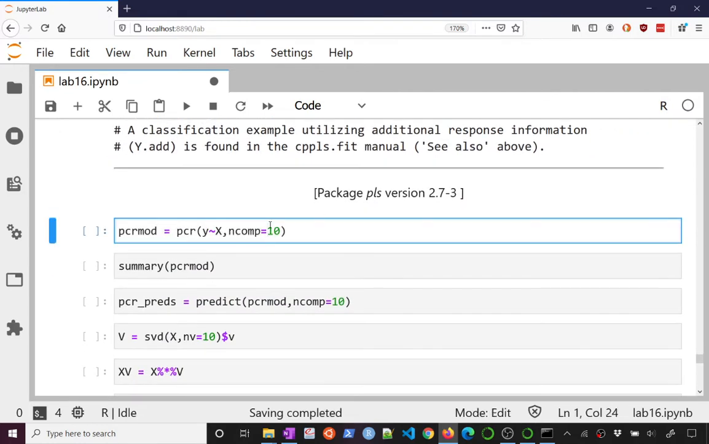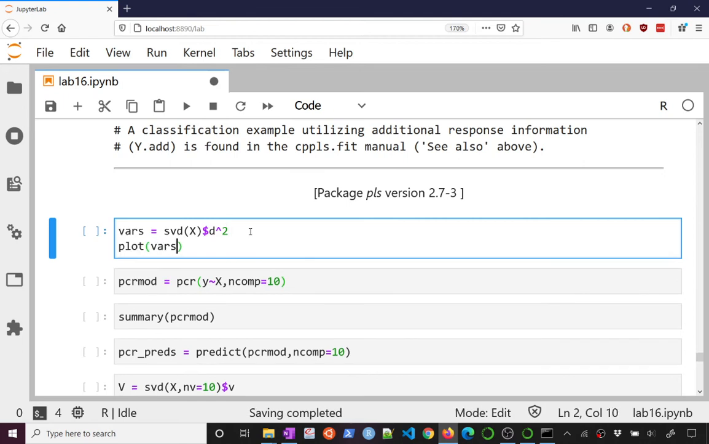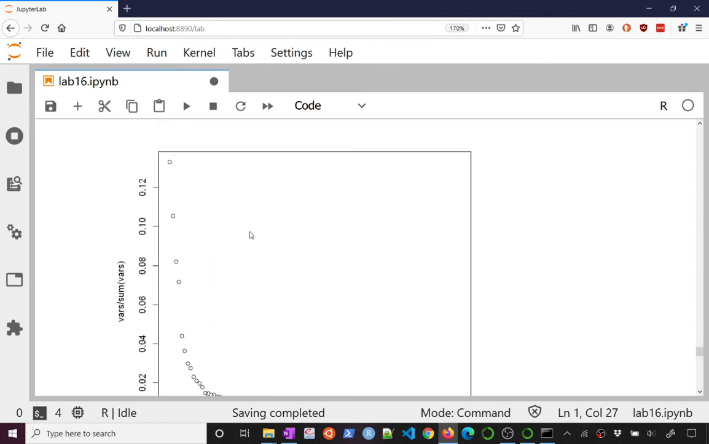So we can fit the model, say pcr mod. Calling pcr, we're going to predict y from x, and let's use 10 components. That's kind of an arbitrary number to choose. Maybe we can choose a better number. SVD of x. We can get the variances if we run a PCA on this. The variances are just those diagonal elements squared. And so we can plot those variances. We see something like this.